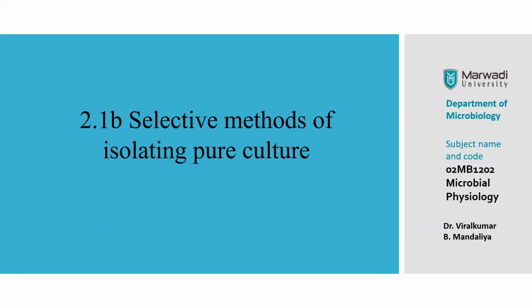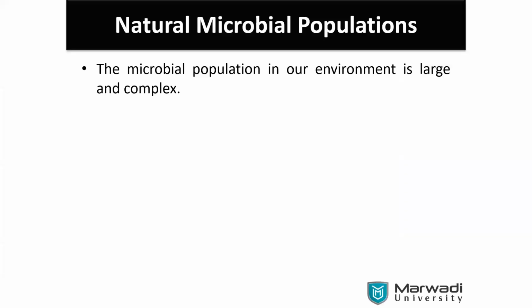This point I have taken specifically: selective methods of isolating pure culture. It's in the syllabus in the first line, but I'm taking it at the last. The reason behind it is, when you have learned a few concepts, it becomes easier for you to understand this part. Otherwise, it goes over your head. So I thought to take it as the last point. Okay, so what is the basic part over here?